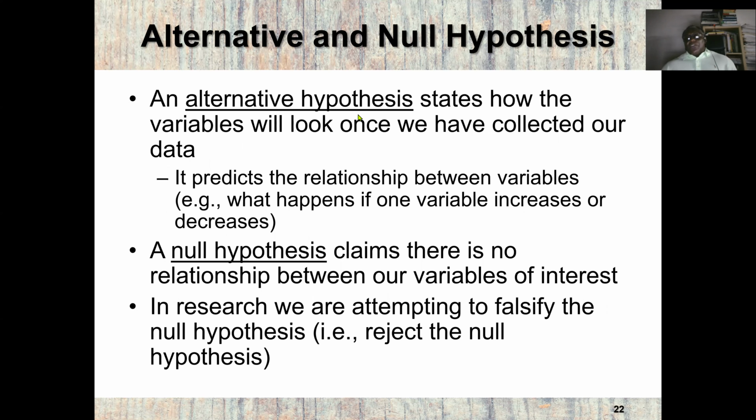Now, the alternative hypothesis will state how the variables will look once we have collected our data. So it will predict the relationship between variables. An example would be what happens if one variable increases or decreases. Then the null hypothesis claims there is no relationship between our variables of interest. So in research, we are attempting to falsify the null hypothesis. That's to reject the null hypothesis.